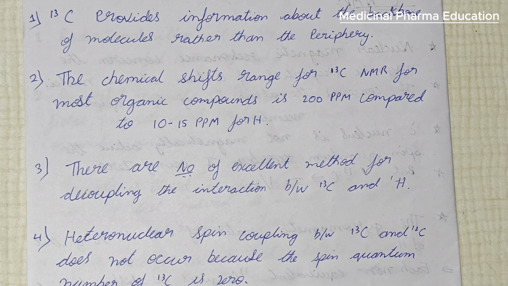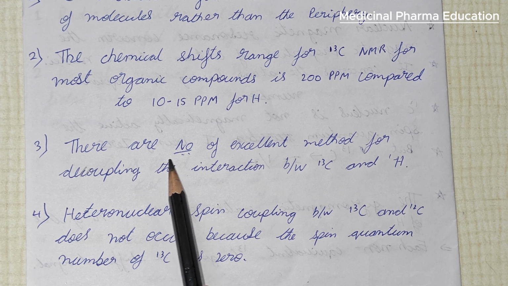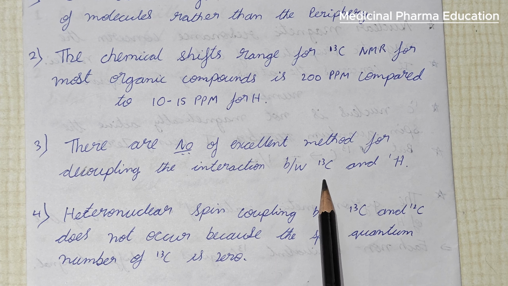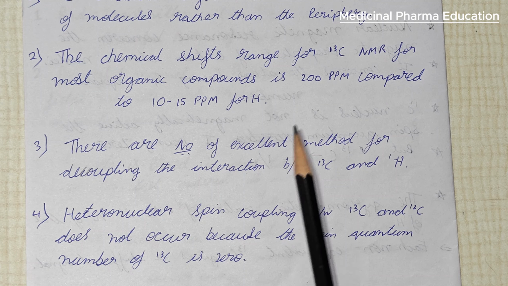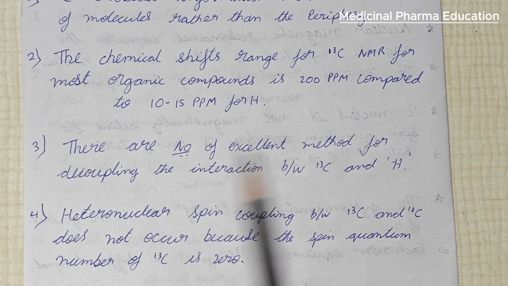See, the chemical shift range is also very high for 13C NMR, and there are a number of excellent methods for decoupling the interaction between 13C and H. What is decoupling? Just tell me in the comments if you have understood the previous videos. Decoupling reduces the complexity of the NMR spectrum. It simplifies and prevents the spin-spin coupling. It is called decoupling, and there are a number of methods that can decrease the spin-spin coupling between these two atoms.